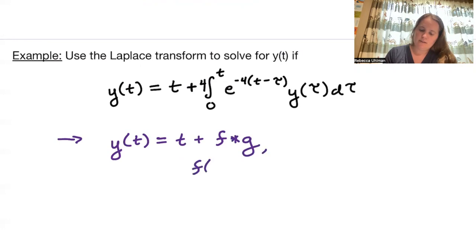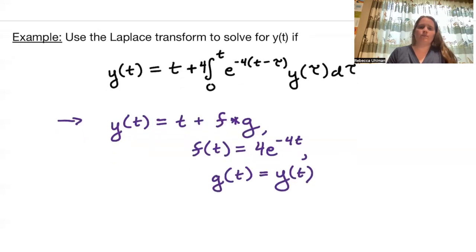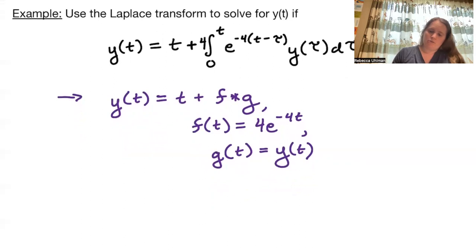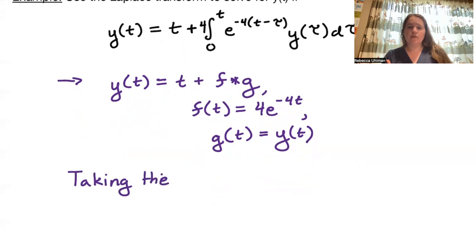where f of t is 4 e to the negative 4t, and g of t is just y of t. And so we have a convolution. So if we take the Laplace transform, taking the Laplace transform will essentially allow us to pull that y out of the convolution. And then we can do the inverse Laplace transform to get back to y.